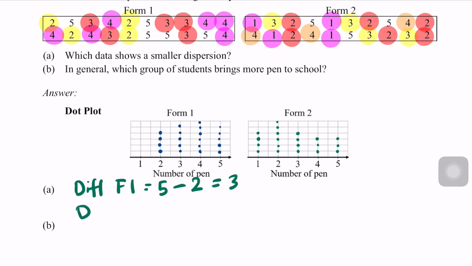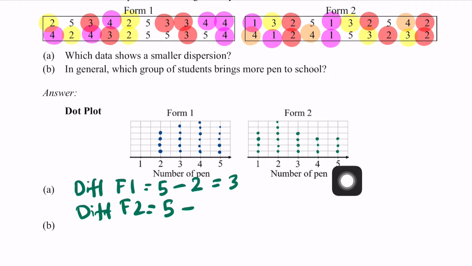Difference Form 2 pula. Form 2 highest is 5. Bukan highest, awak kena kira bilangan. Untuk data ni kita tengok bilangan yang paling banyak. Contoh yang bawa pen 5, ini bawa pen 1. Bukan yang awak tengok dot-dot ni paling banyak, bukan. Untuk kira difference, kita tahu student yang bawa pen terbanyak adalah 5 pen, tersikit 1 pen. Itu maksud dia. So 5 minus 1 is equals to 4.